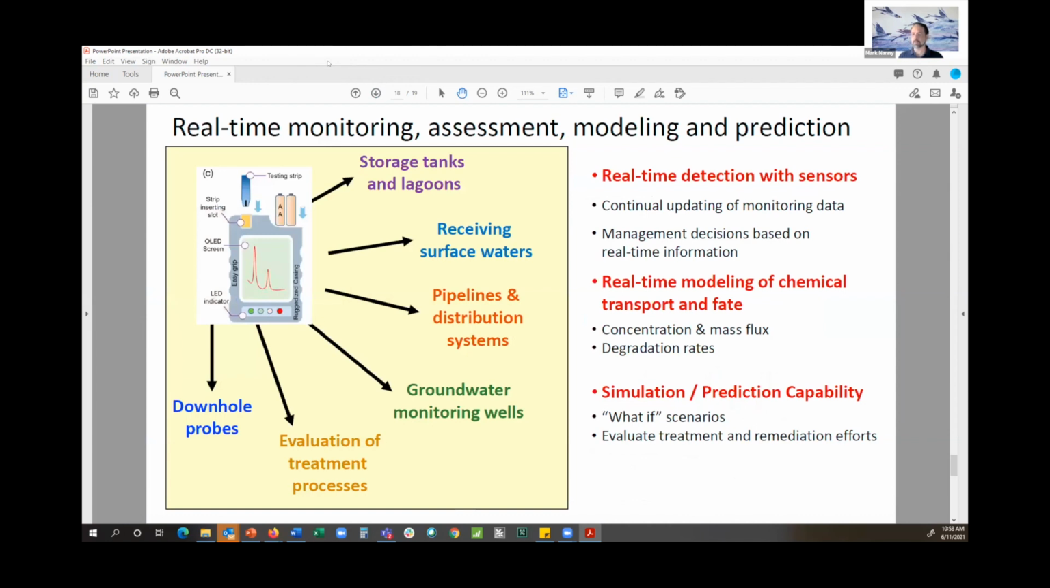Kind of wrapping it up, our goal is to envision this technology being used for a variety of things. Eventually, if enough sampling is done and if this could be automated, one could do real-time modeling of chemical transport and fate, and eventually couple this with artificial intelligence or machine learning, getting into what-if scenarios and prediction capabilities for evaluating treatment and remediation methods, whether it's remediating groundwater or remediating microbial influenced corrosion, it doesn't matter. Next slide, the last slide.